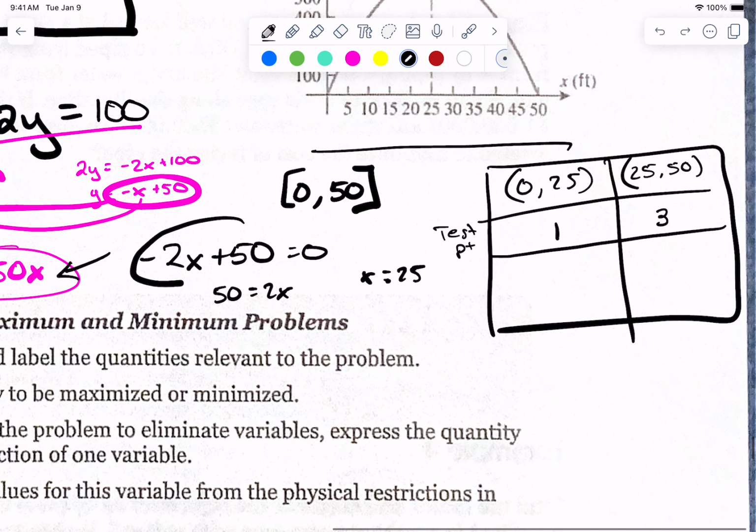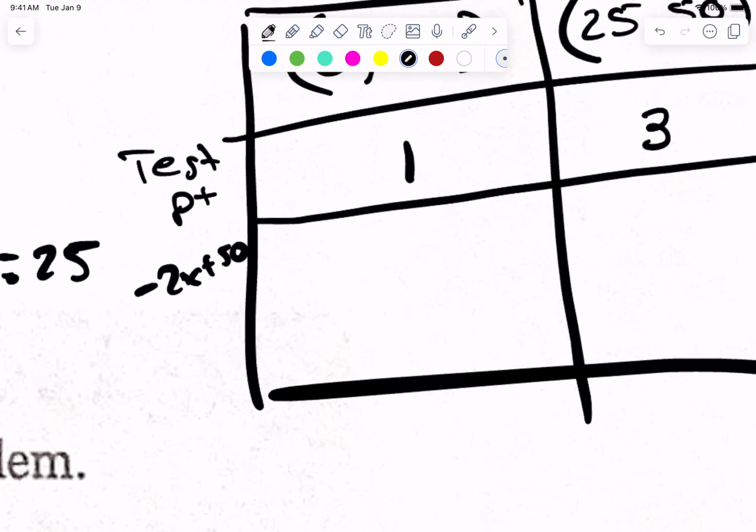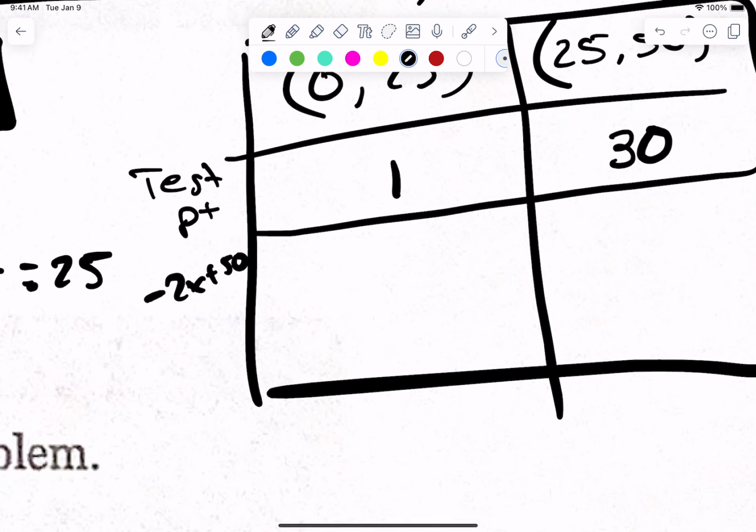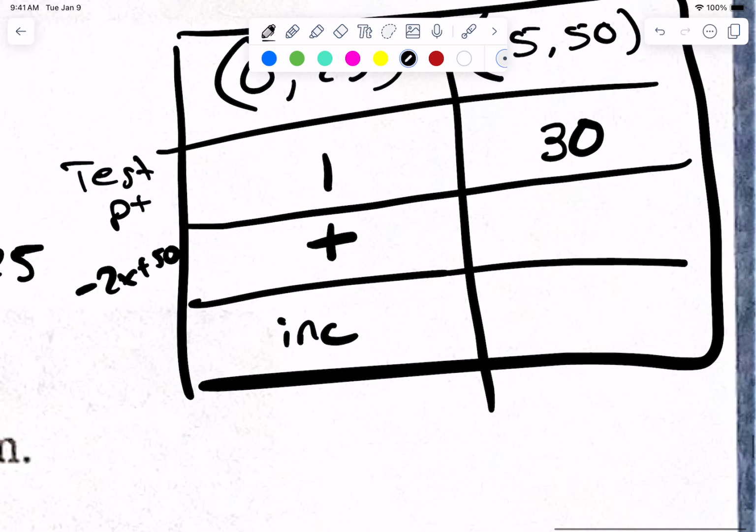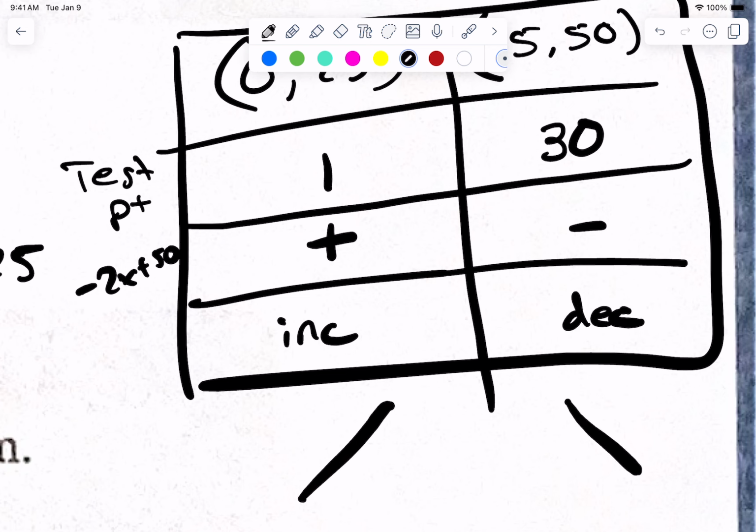Okay, my derivative is negative 2x plus 50. If I plug in 1, negative 2 plus 50, that's positive, so increasing. If I plug 30 in, it would be negative 60 plus 50, so negative, so decreasing there. So I have this going on and this going on, and I'm looking just for the maximum.